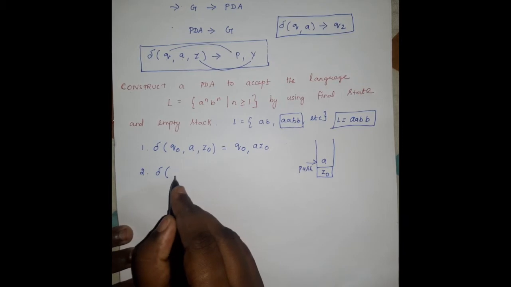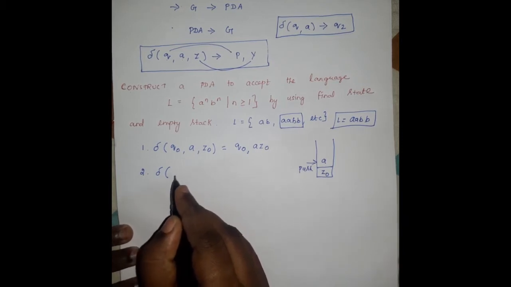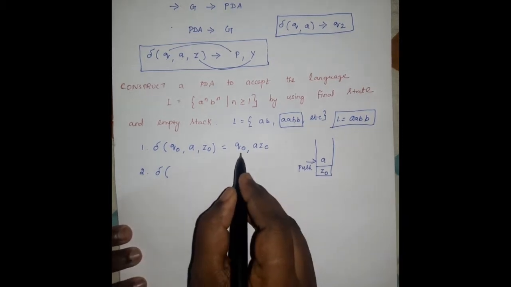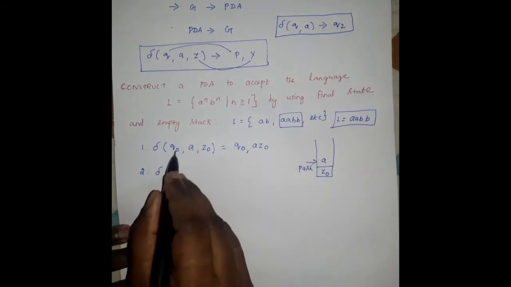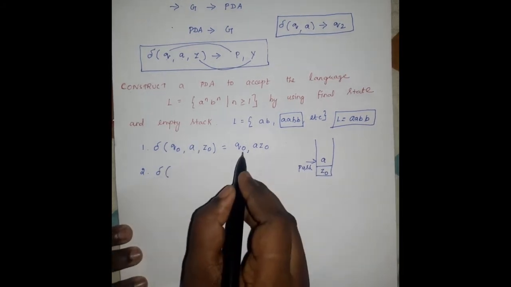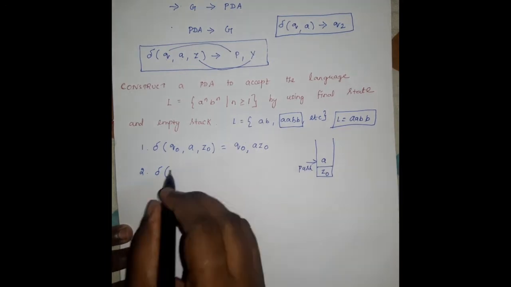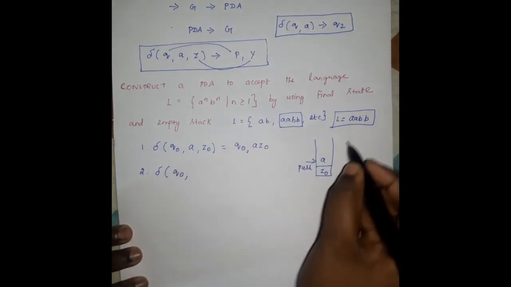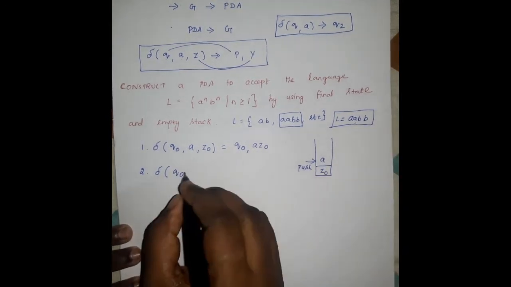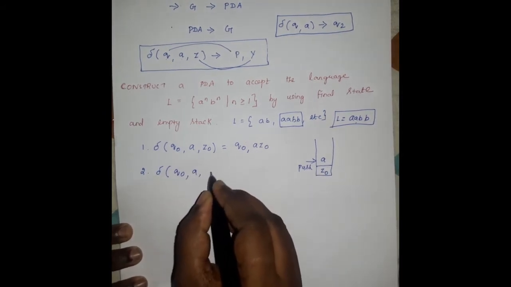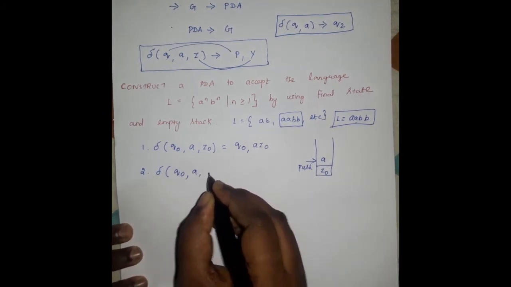Here we are going to write the current state of the pushdown automata. This is the current state, this is the initial state. After Q naught reads A, it goes to Q naught, the next state. So the current state is Q naught, and the next input symbol is small a, and in this term we are writing the top of the stack element.